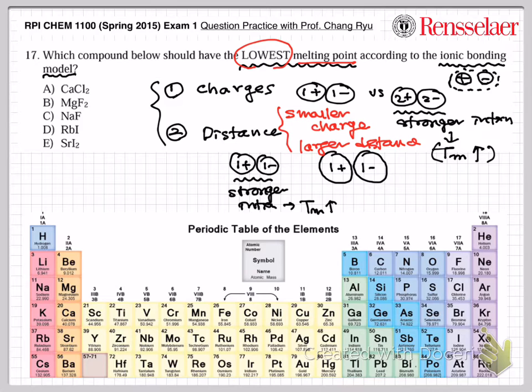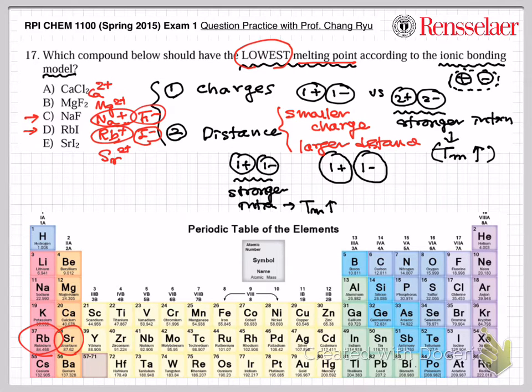So let's look at that. This is calcium 2 plus, magnesium 2 plus, sodium plus, rubidium. Where's the rubidium? Rubidium is here. That will be plus, and Sr is 2 plus. So as far as the interaction is concerned, this is 1 plus and 1 minus, with fluorine, which is F minus, and iodine minus. So this is a 1 and 1 separation. So in this case, C and D are the cases where you have the smallest charge.